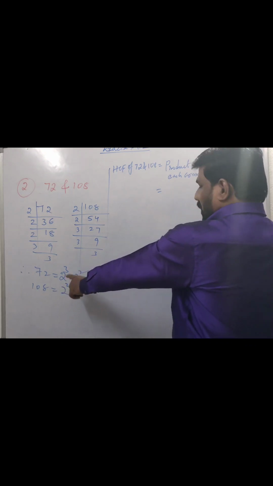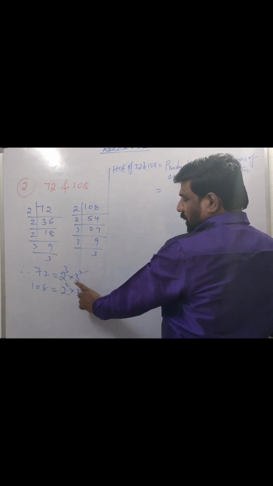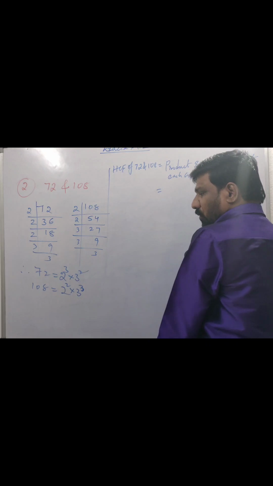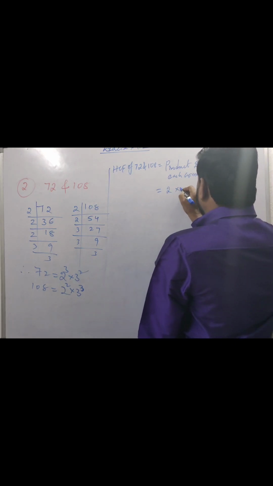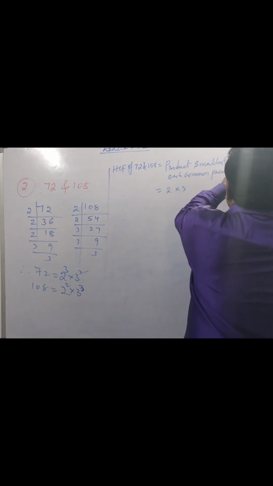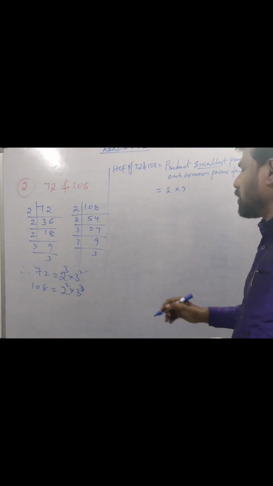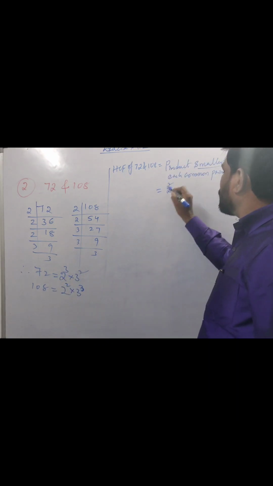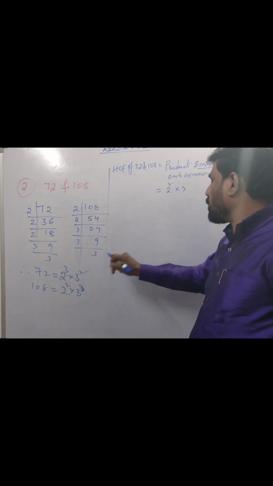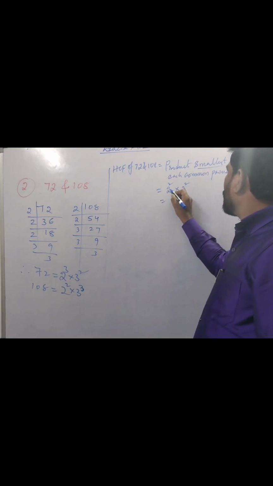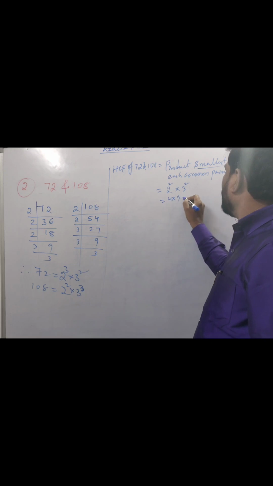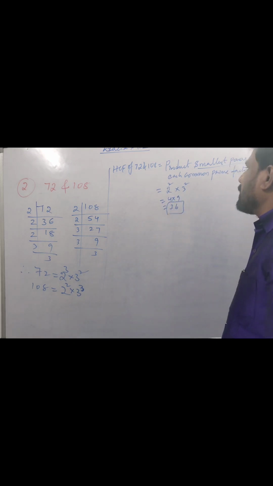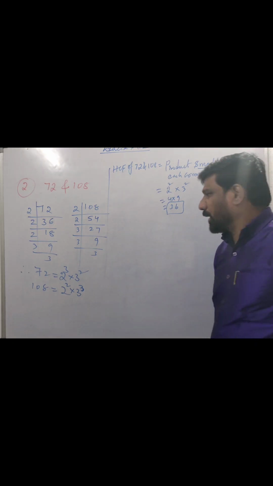First, you have to check the common prime factors. 2 and 3 are common factors in both 72 and 108. So first you write them as a product and you assign the smallest powers. What do you have to do? 2 cube, 2 square: what is the smallest power? 2 square is the smallest power. Here 3 square, 3 cube: what is the smallest power? 3 square. So 2 square into 3 square, 4 into 9, which is equal to 36, is your answer. HCF of 72 and 108.